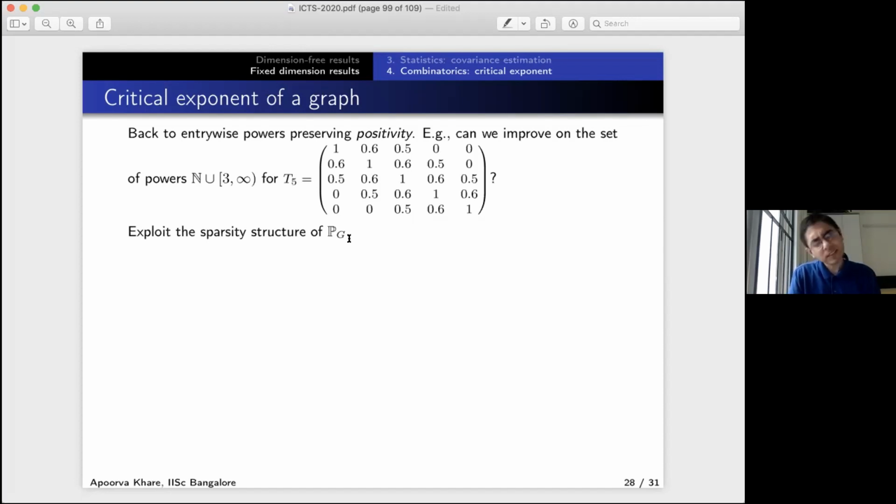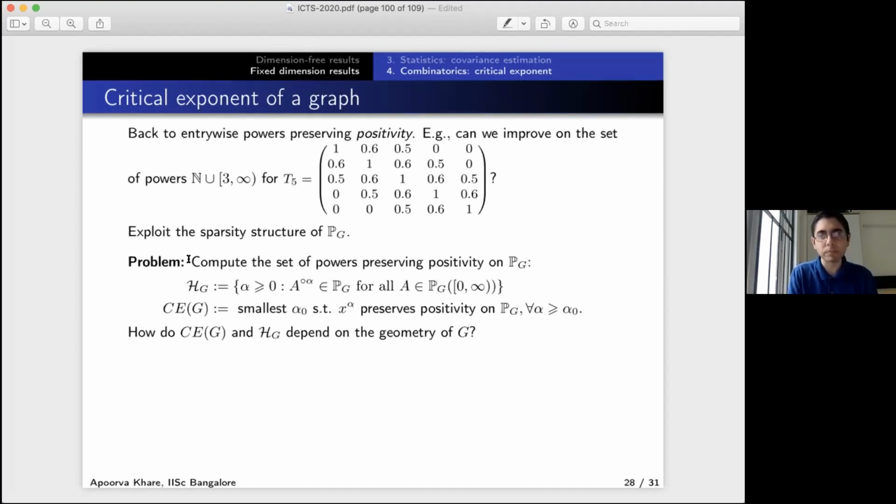And the answer is yes. In some cases, you can do so by exploiting the sparsity structure. So the problem now becomes, given a graph G, compute the set of powers preserving positivity on matrices with zeros according to G. And notice that such powers, suppose G has 4 vertices, like that cycle graph I showed you, then every power bigger than 2 will work.